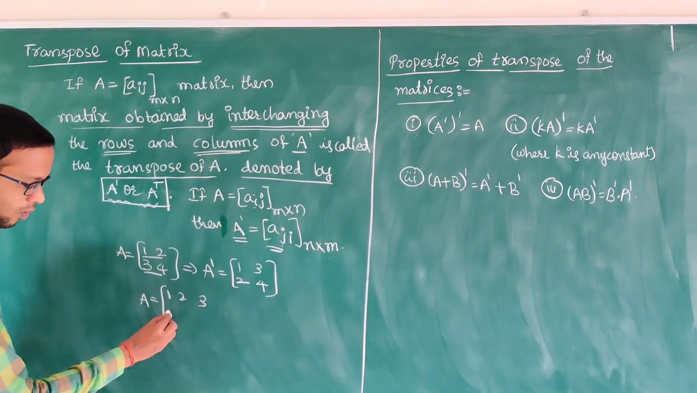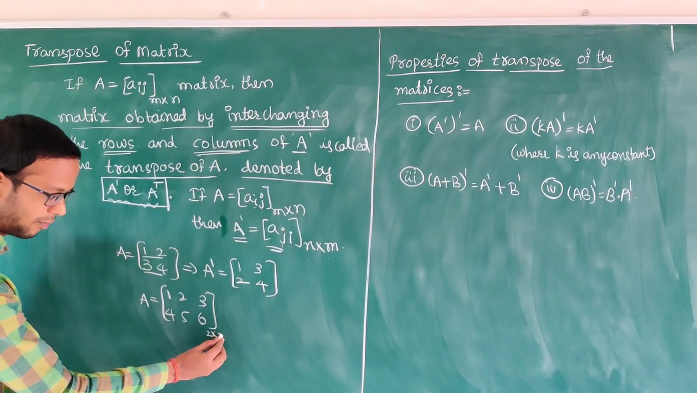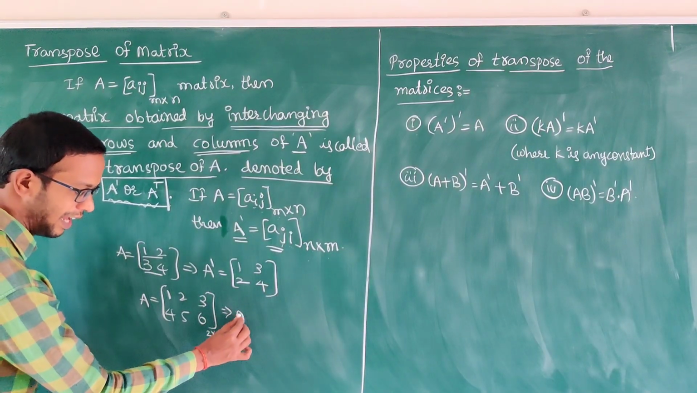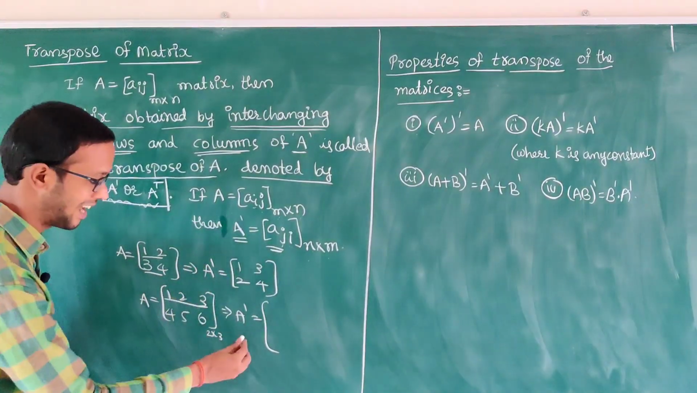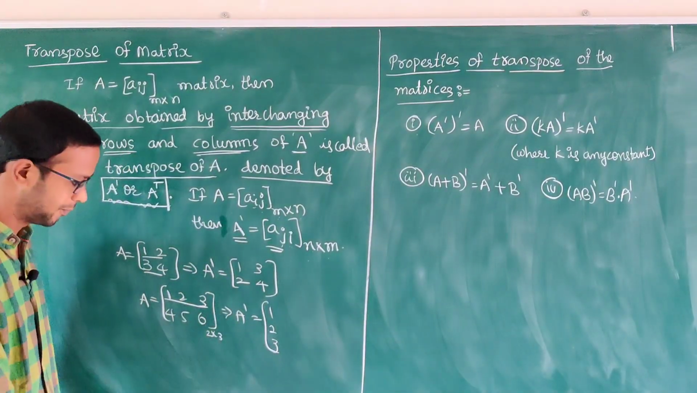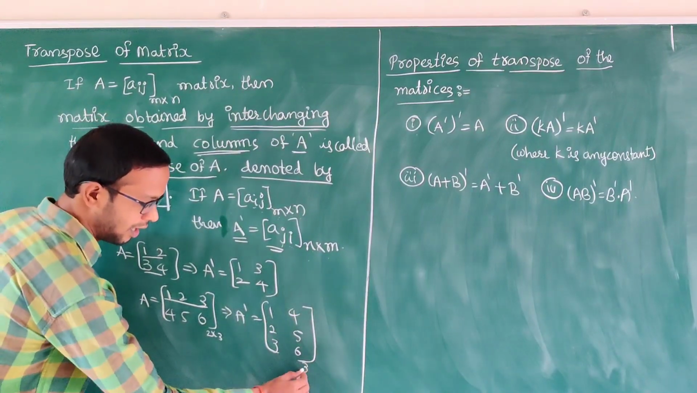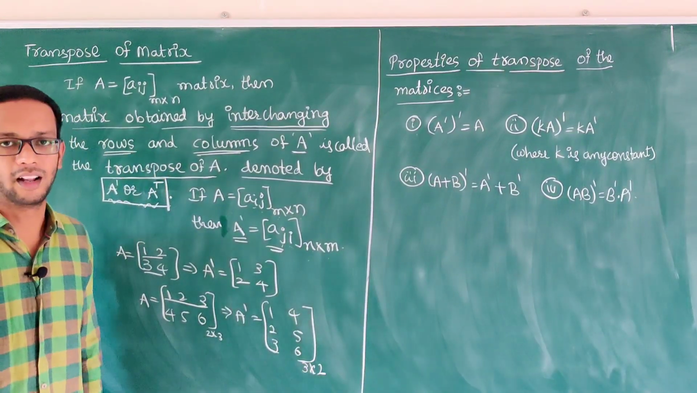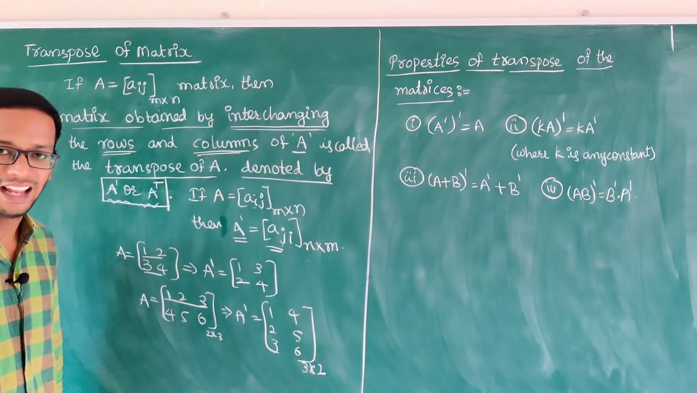A is equal to 1, 2, 3, 4, 5, 6. You observe this is a 2 by 3 matrix. A dash is equal to rows written as columns: 1, 2, 3, 4, 5, 6. So what is the order? 3 by 2. We got the reverse order, 3 by 2. So this is A dash.